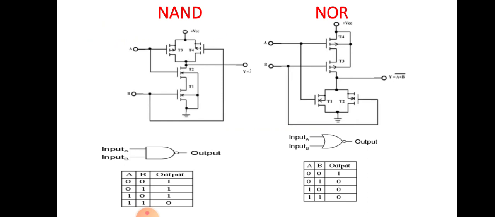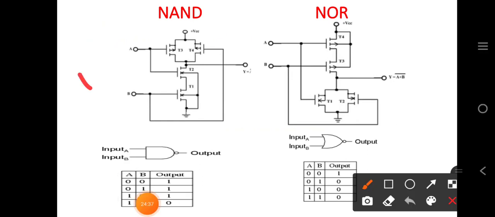CMOS family can be used for both NAND and NOR operation. The first diagram is of the CMOS which is designed for the NAND gate. Here you can see the transistors one by one, the conditions from the truth table, and you can verify it from the circuit diagram.